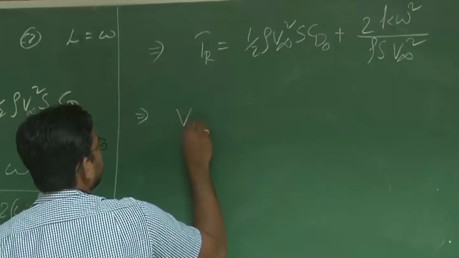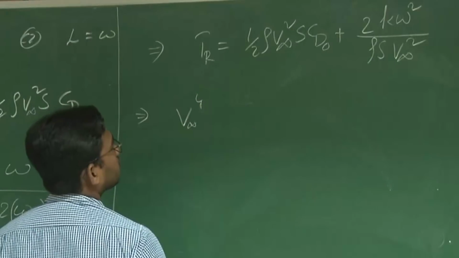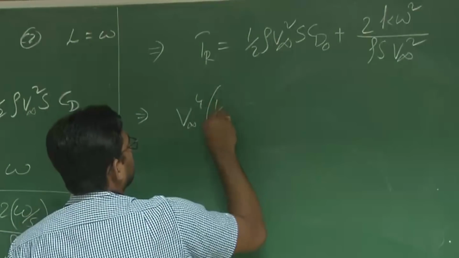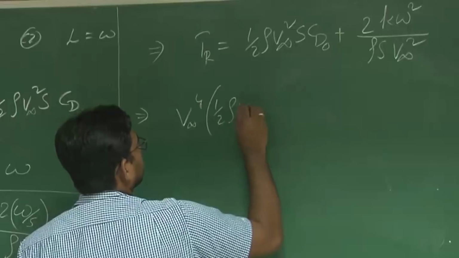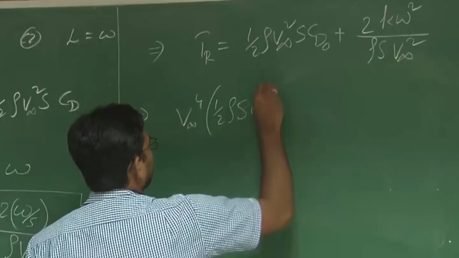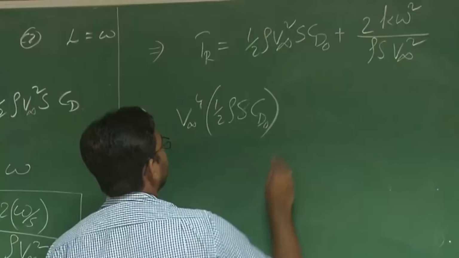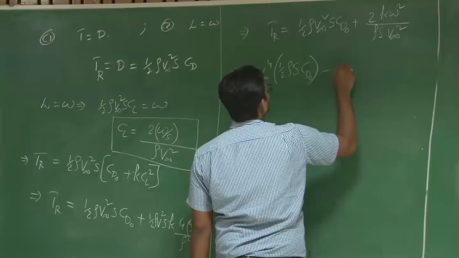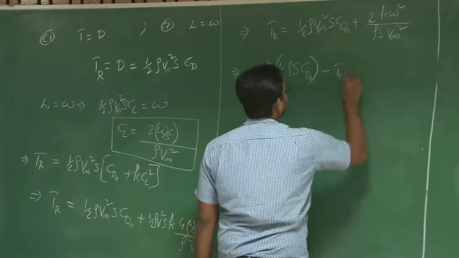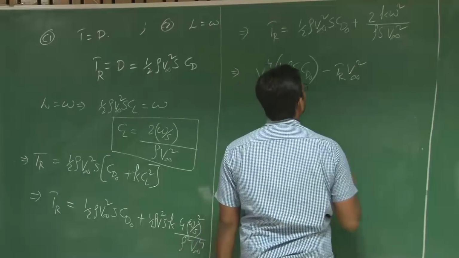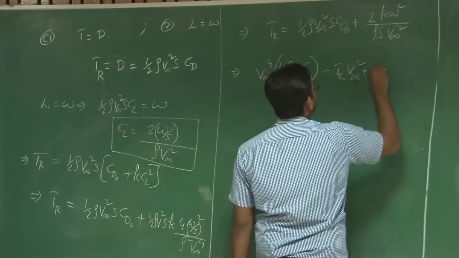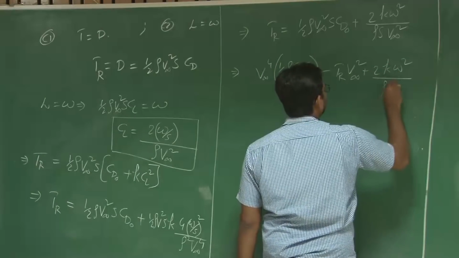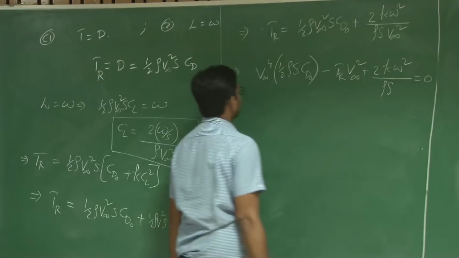So V infinity to the power of 4 into half rho S CD naught, minus TR into V infinity square, plus 2 kW square divided by rho S is equal to 0.